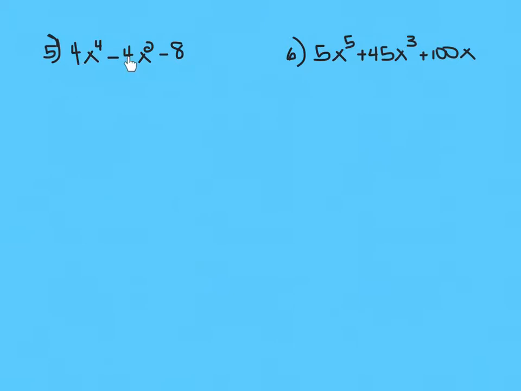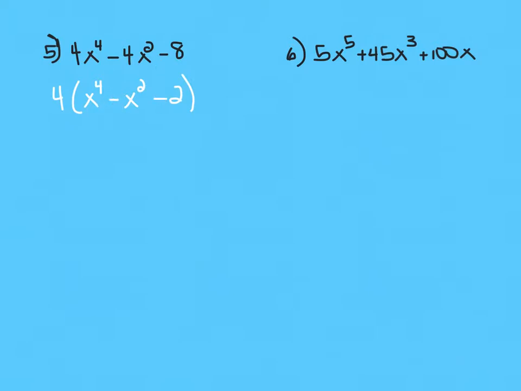So since they're all divisible by 4, right, you want to take out the biggest number that divides evenly into all of them, we're going to factor out a 4. Okay, so if you divide all these terms by 4, it's going to leave us with 1x to the 4th minus 1x squared minus 2. Okay, so all I did was 4 divided by 4 is 1. Same thing here, 4 divided by 4 is 1, 8 divided by 4 is 2, and I just brought down the signs.